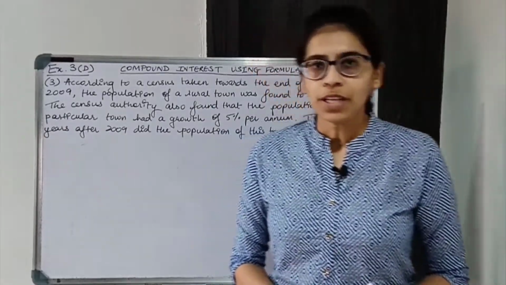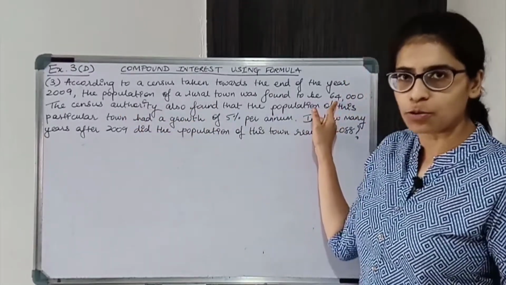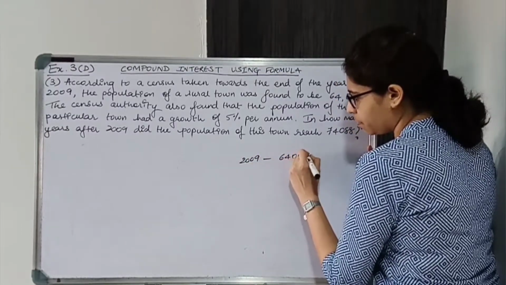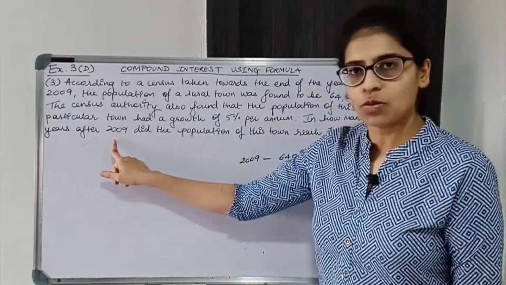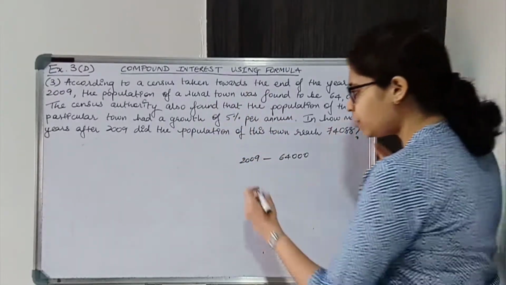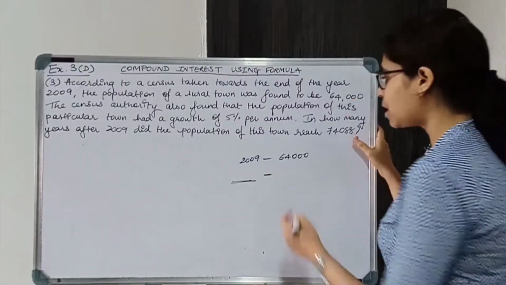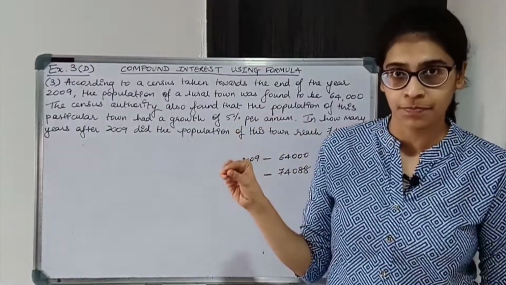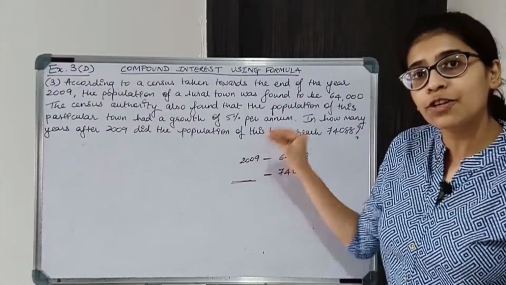Now, the population of a certain rural town in 2009 is 64,000. So, in 2009, the given population is 64,000. Now, we have to find after how many years, how many years after 2009 the population reaches this much. So, in which year will the population reach 74,088? Basically, you don't have to find the year. How many years after? You are given the hint over here. So, after means somewhere after 2009.